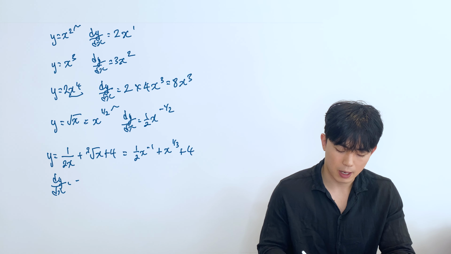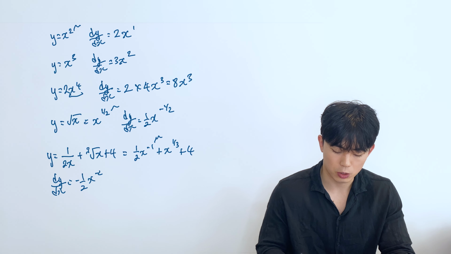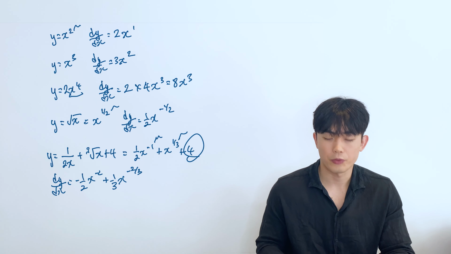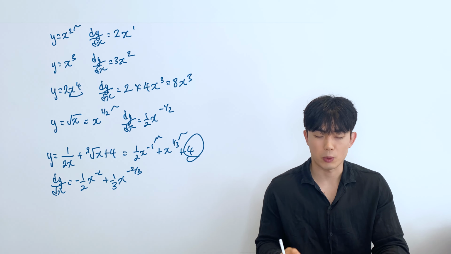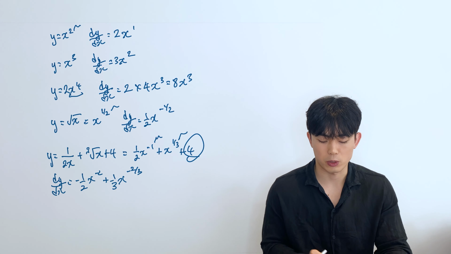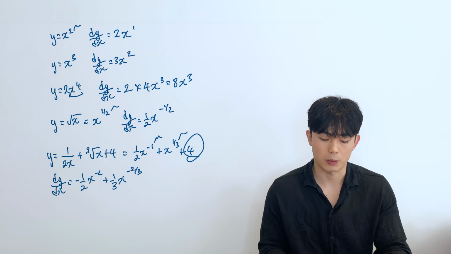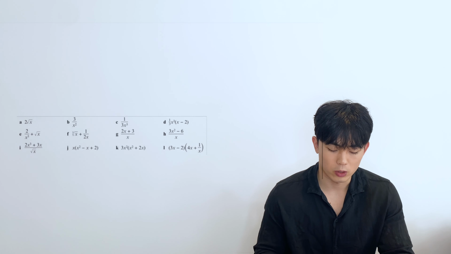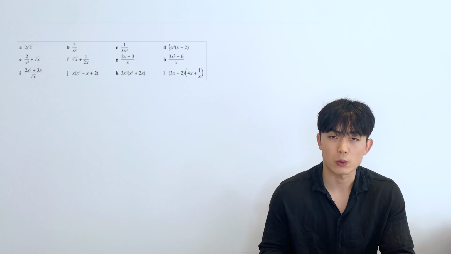So this is minus a half times x, minusing 1 to this is minus 2, right? Plus 1 over 3 x, minusing 1 to a third is minus 2 over 3. And for this 4 here, there's no x terms, right? So whenever we differentiate just a single number, any number, it just disappears, and so we're just left with these terms here. So this is a very basic way of differentiating x raised to a certain power, and with this we can solve a bit more tricky questions such as these ones here.